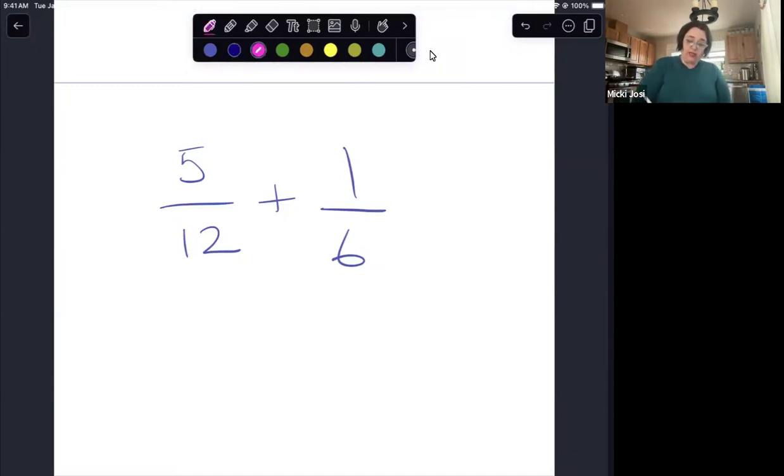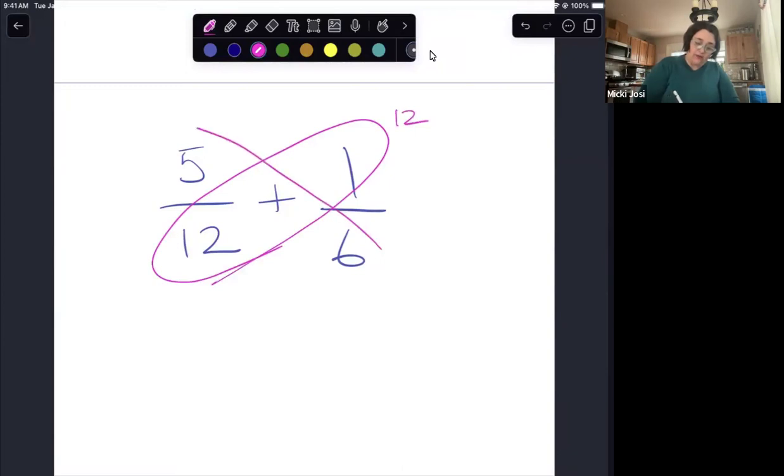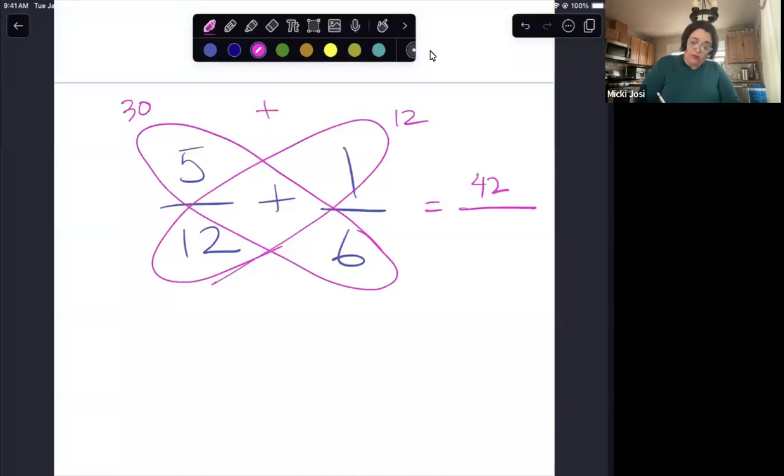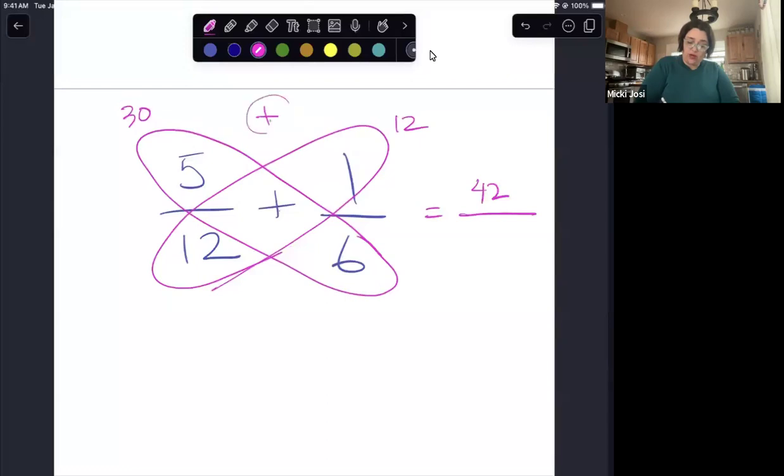So for example, here, if we were going to use that algorithm, we would start with 12 times 1 gives us 12. And here, 5 times 6 gives us 30. So our numerator is going to be 30 plus 12, that's 42. If it was subtraction, we would just subtract those numbers. If this was subtraction, this would be subtraction here, okay? Then in the denominator, we're multiplying, and we get 12 times 6 is 72.